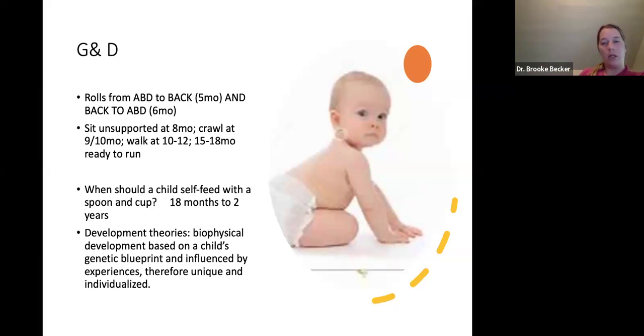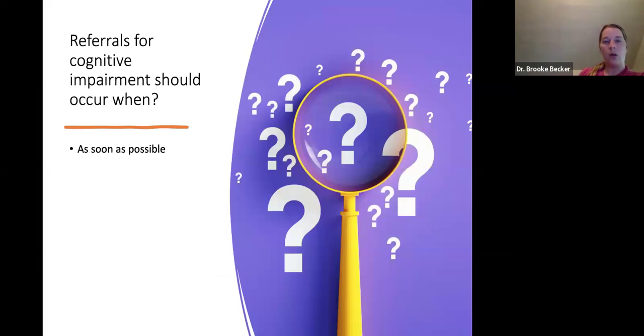Self-feed, spoon and cup, 18 months to 2 years. Okay. Look again at theorist. Okay. So if you have a kiddo with cognitive impairments or developmental delays, the quicker you can refer them, the better. Okay. As soon as you're identifying that impairment, they should be referred.